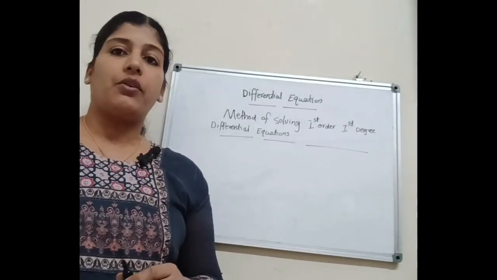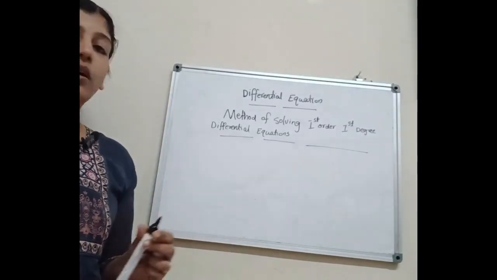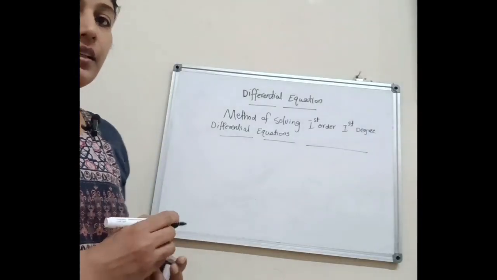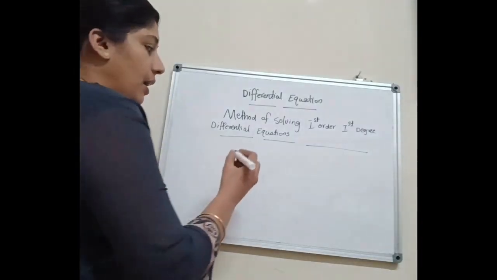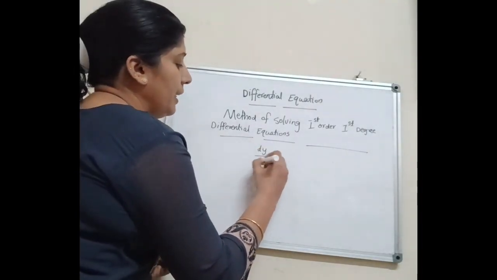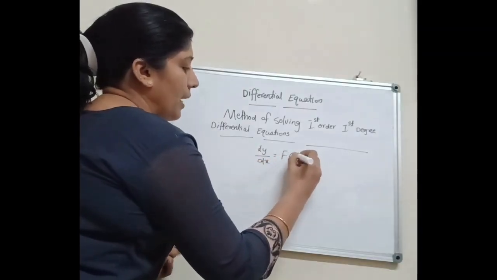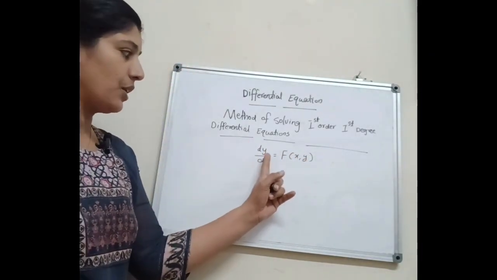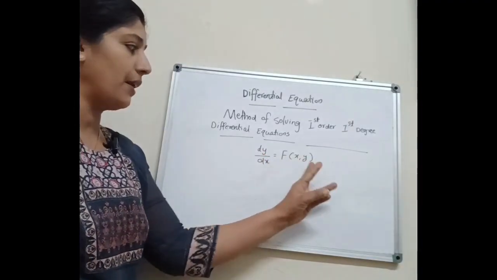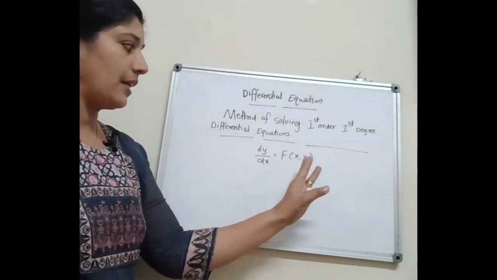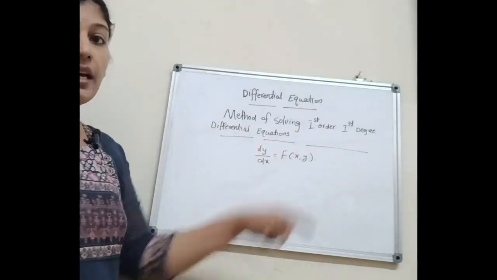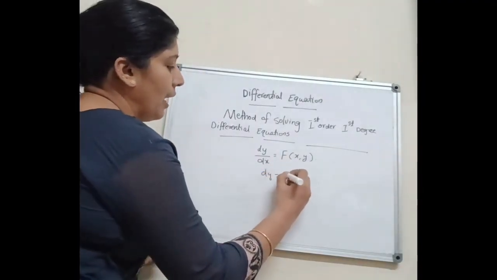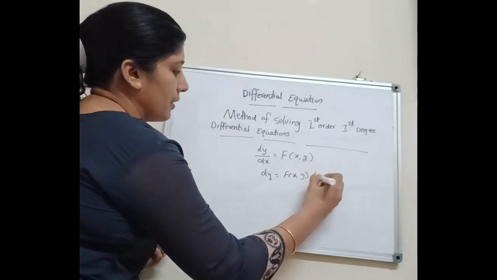Good evening, students. Today we are going to discuss the topic: method of solving first order, first degree differential equations. That is, here the differential equation is of the form dy by dx equal to f of x, y. The first order, first degree differential equation can be written as dy by dx equal to f of x, y, that is, a function of x and y. Here dy equal to f of x, y into dx.